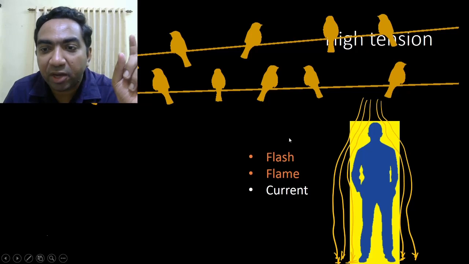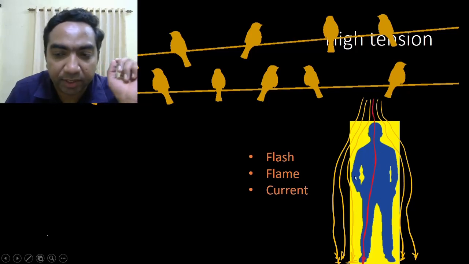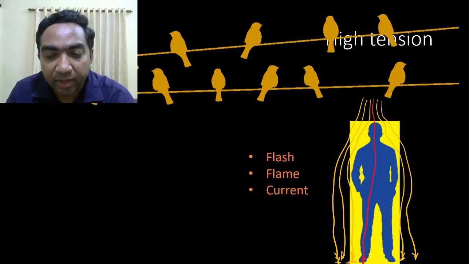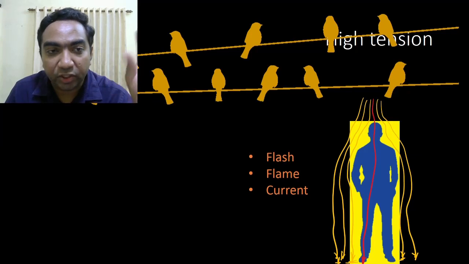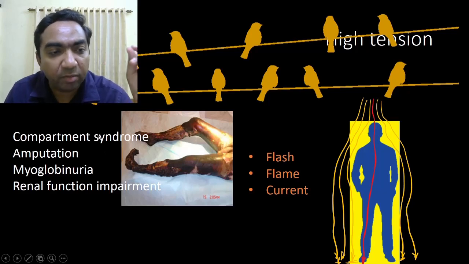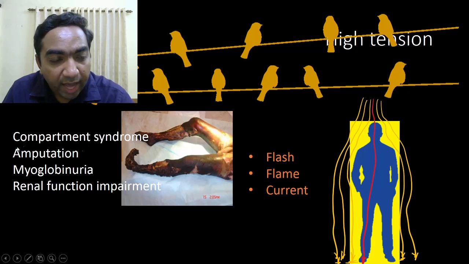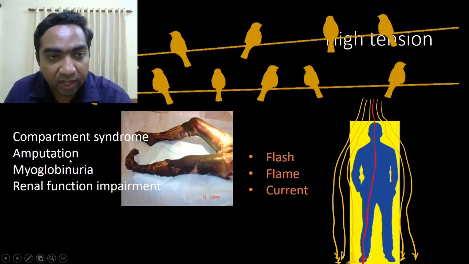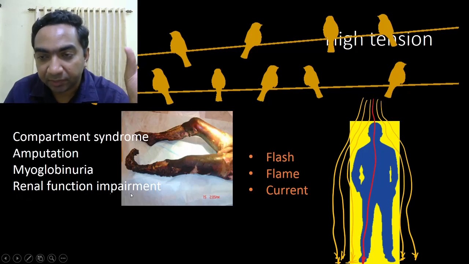The next aspect of the injury is the current which is passing through the patient. The current which is passing through the muscle, the nerves and tendons and the heart of the patient can cause burn injury also. When it passes through the muscle, there will be muscle destruction, muscle edema, and compartment syndrome. As a result of that the patient can go in for an amputation. This muscle destruction results in the release of myoglobin into the circulation and causes myoglobinuria. And the myoglobinuria can further lead to renal function impairment.